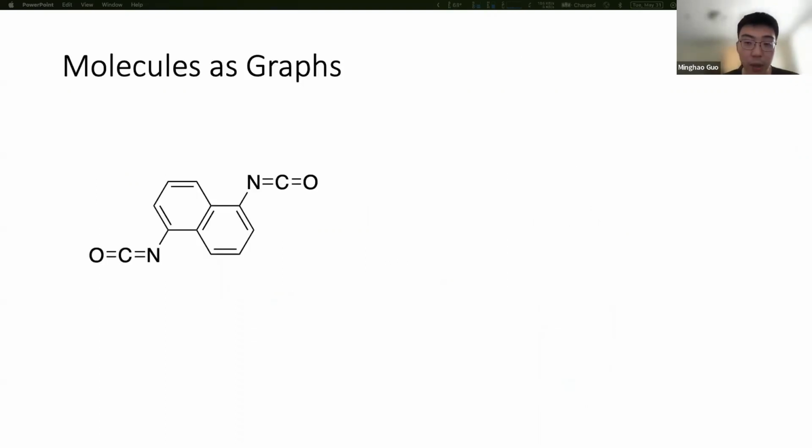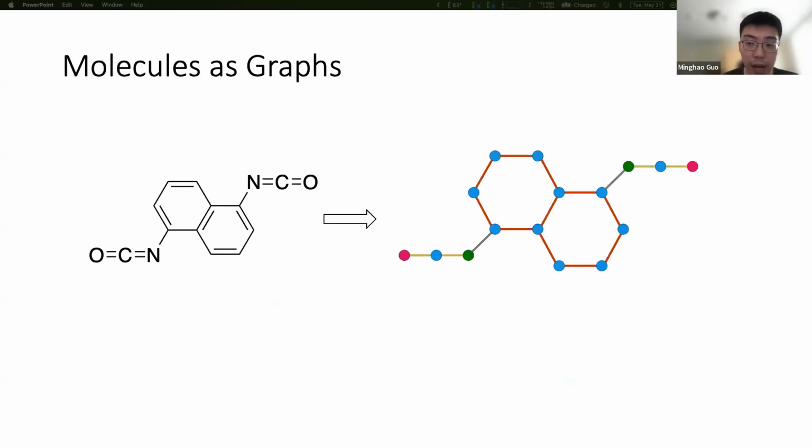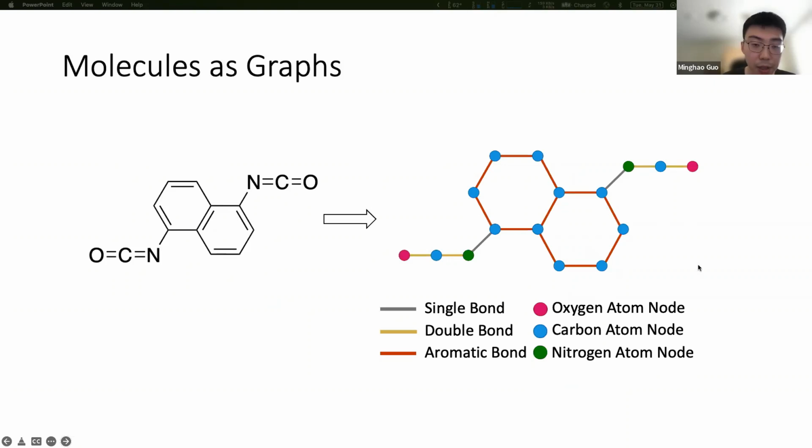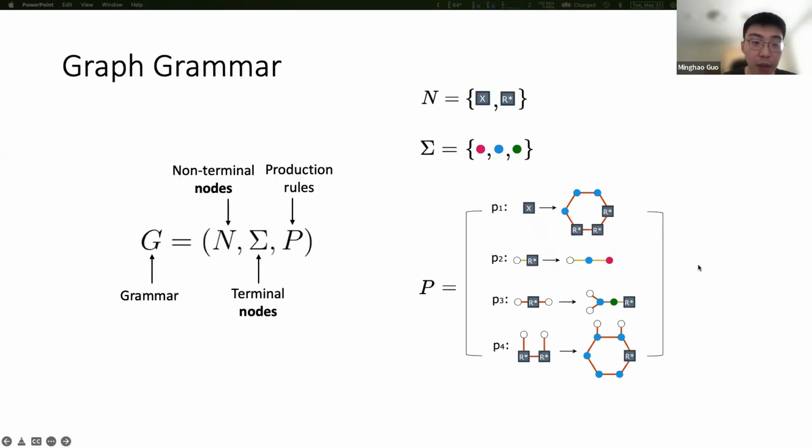In the case of molecular generation, as common practice, molecules are represented as graphs, where the atoms are represented as nodes and the bonds are represented as edges. So instead of using the string grammar as the generative model, we deploy what is called a graph grammar, which is a more generalized version of the formal grammar. A graph grammar consists of non-terminal nodes and terminal nodes, rather than terminal and non-terminal symbols.